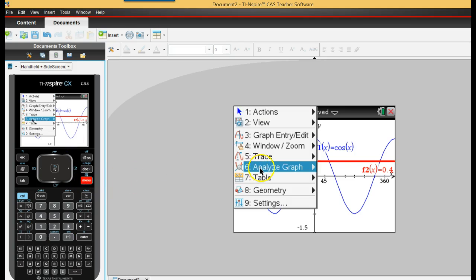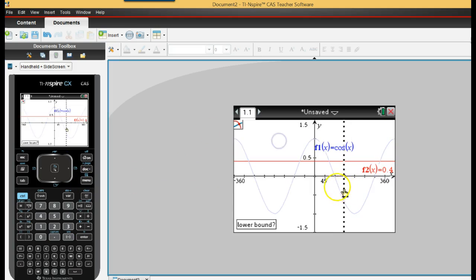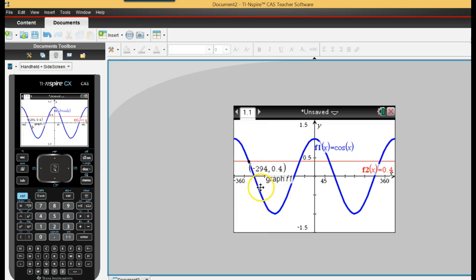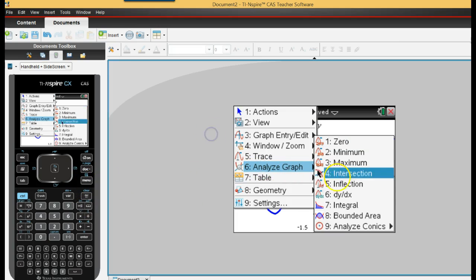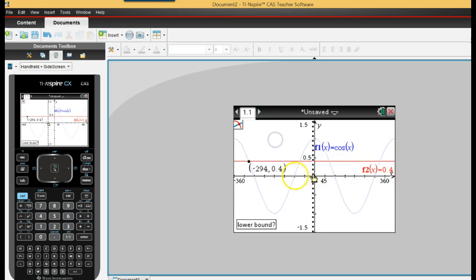So go into menu, analyze graph, find the intersecting points, and make notes of them. So that one's at minus 294. So that is one solution. Minus 294. We're going to do that again, 4 times. The intersection, bring up the next solution, is at minus 66.4. So we do that twice more, and we'll have the solutions to the equation cos theta equals 0.4.